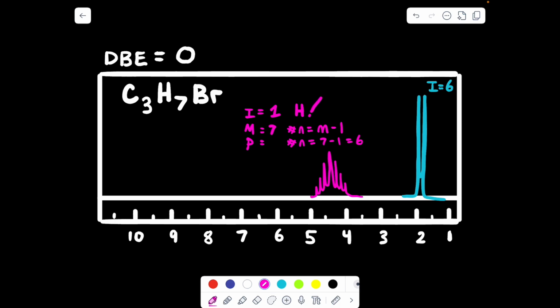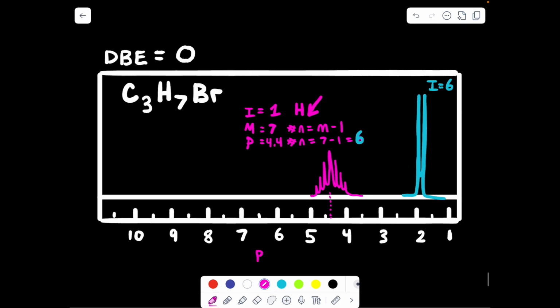So this pink hydrogen has 6 neighbors. Do we see the trend here? A blue 6, and our other peak has an integration of 6. Okay. The next thing I want to look at is the ppm. This ppm is about, we could say, 4.4. On the ppm scale, things up here are electron rich, and anything down here would be electron poor, and it's all relative to one another.